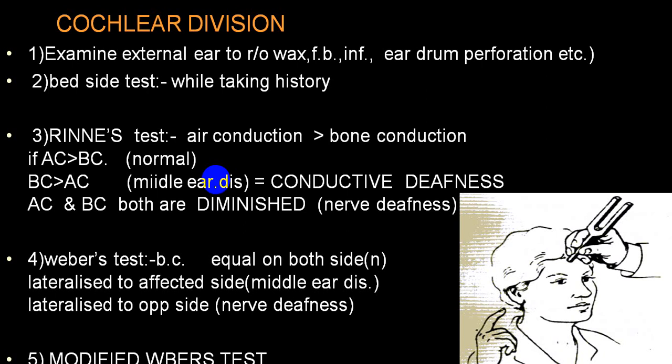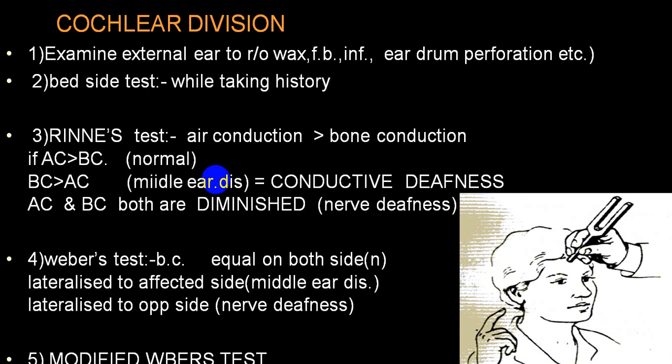And if it is lateralized to the opposite side, that means there is nerve deafness on that side. Very simple to understand, because Weber's test is mainly a bone conduction test. So if bone conduction is better than air conduction, that will be the side where bone conduction will be better and air conduction will not be good. So the person will be able to hear much better on Weber's test. That will indicate a conductive deafness on the affected side, on the side where the person is able to hear much better by Weber's test.